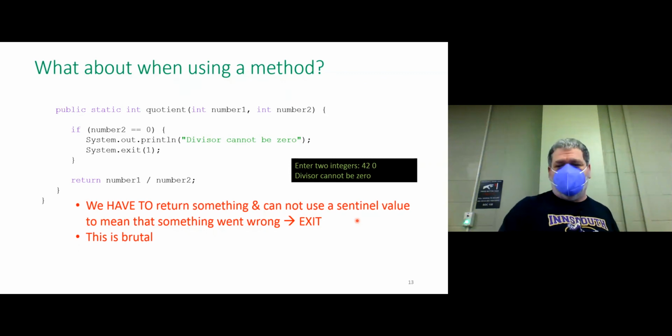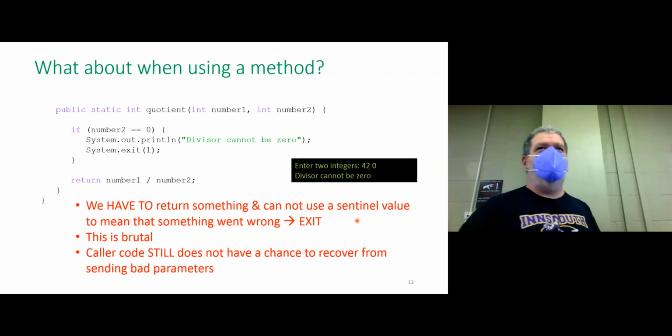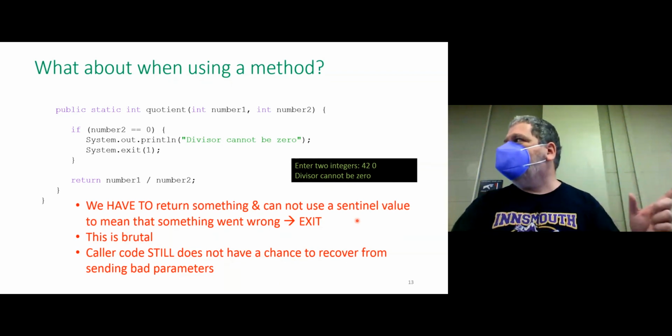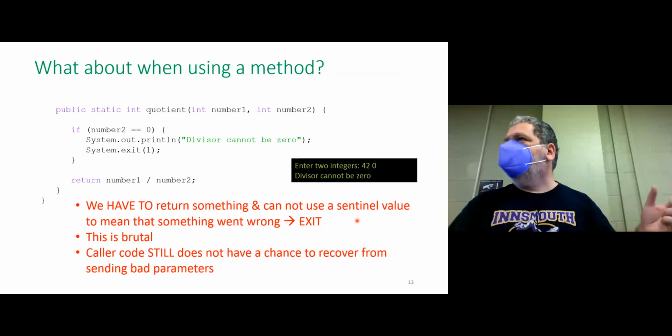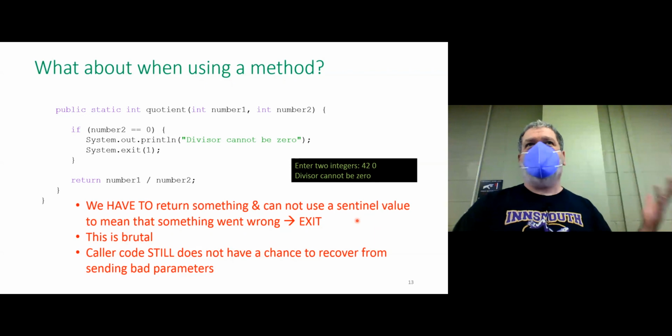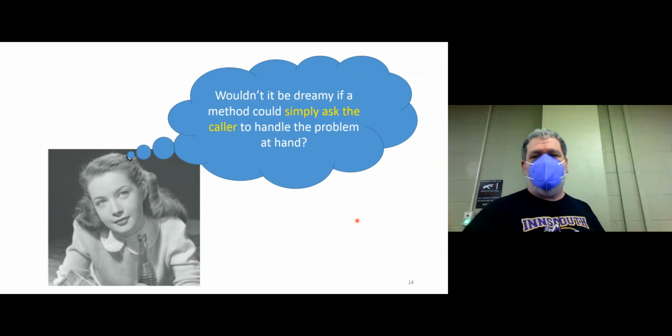This is brutal again. The server doesn't crash, the server just decides to stop working. And we still didn't give a chance to whoever called the method to recover from their mistake, because the mistake is in the hands of whoever called this method. They gave me a 0 as number 2. That should not have been, and we have no way to fix that. And console logging is still bad. So, do we have anything that could help us do things a little differently?